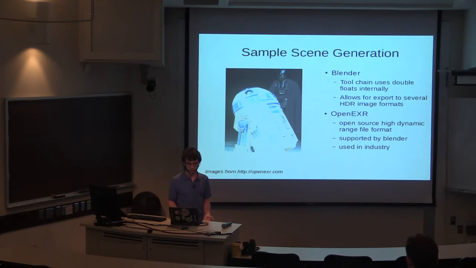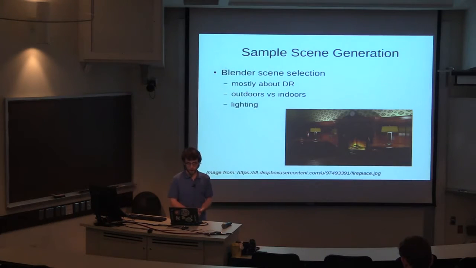The nice thing about Blender was the tool chain uses the full double precision floating points for the entire process of calculation. So we didn't need to worry about it being truncated internally before it got output into the single precision floating points that we wanted as output.